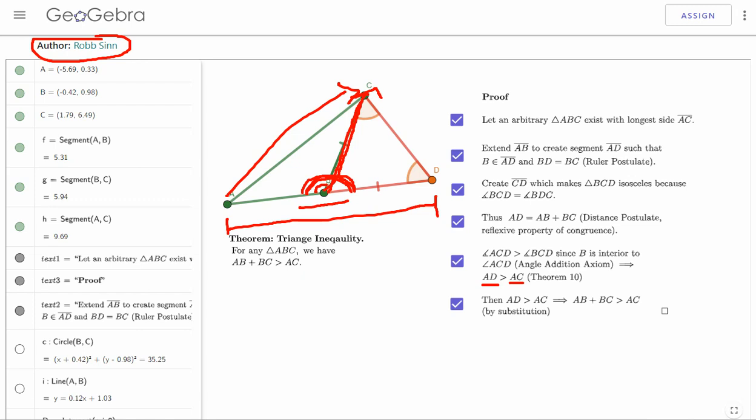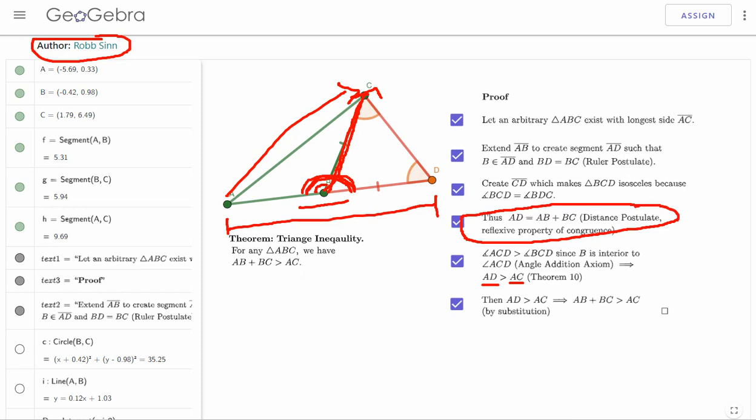If we just use substitution, what is AD equal to? Well, that's why we created this isosceles triangle, because AD is equal to AB plus BC, which gets substituted right in here, which therefore is greater than AC. And so by substitution, the triangle inequality is true.